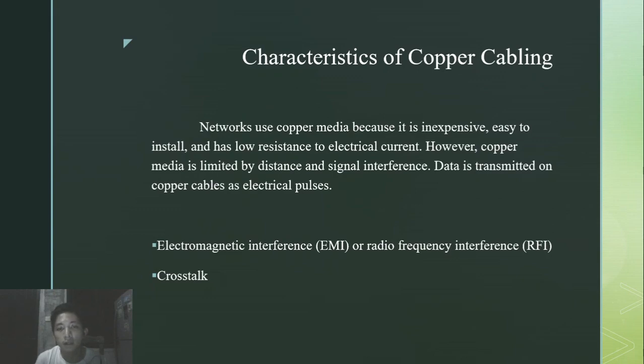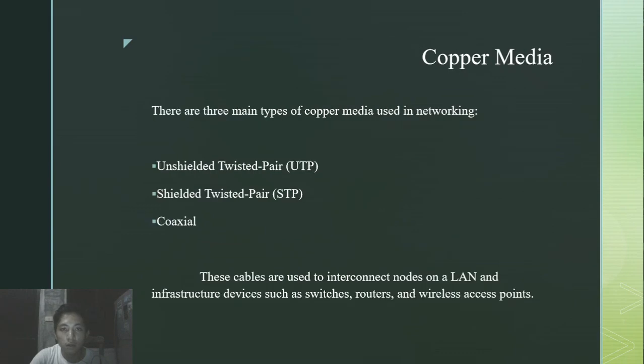The characteristics of copper cabling: networks use copper media because it is inexpensive, easy to install, and has low resistance to electrical current. However, copper media is limited by distance and signal interference. Data is transmitted on copper cables as electrical pulses. The interference sources are electromagnetic interference, or EMI, radio frequency interference, or RFI, and crosstalk.